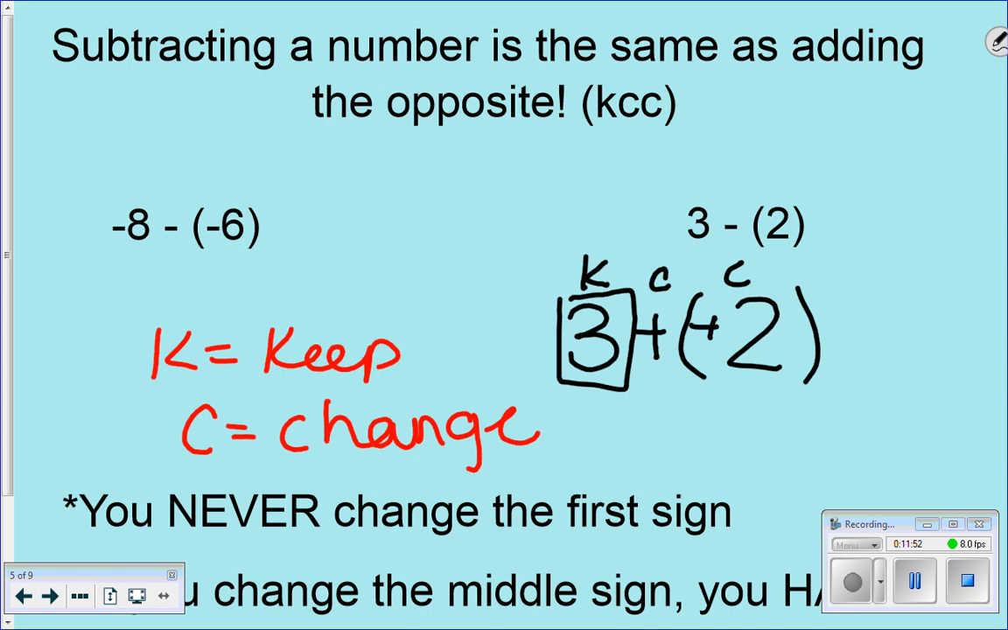So if you can add integers, can you subtract them? Yeah, because every single problem you're going to change to an addition problem. Okay? Every single problem.